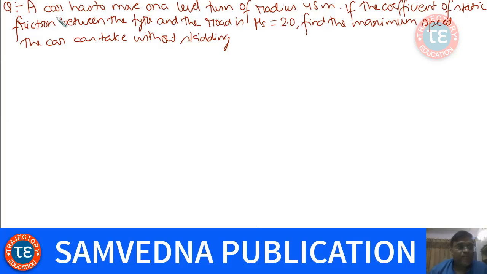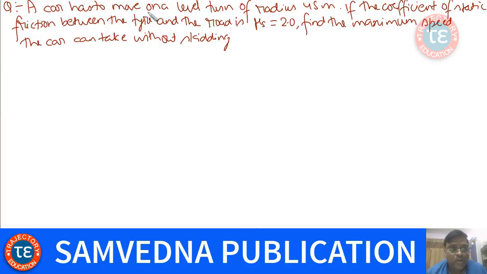Look at this question. A car has to move on a level turn of radius 45 meter. If the coefficient of static friction between the tire and the road is mu s, that is equal to 2.0, find the maximum speed that car can take without skidding.